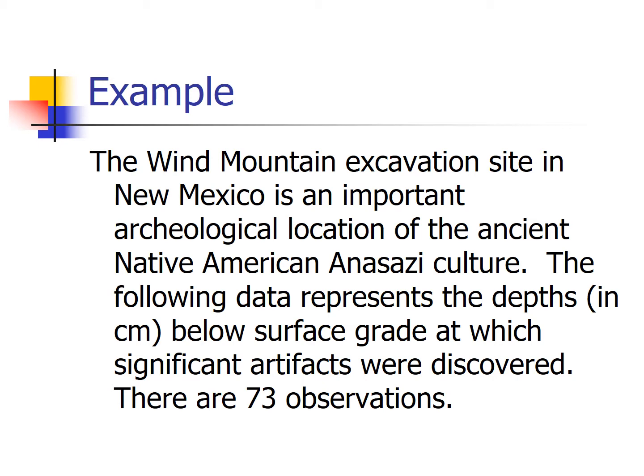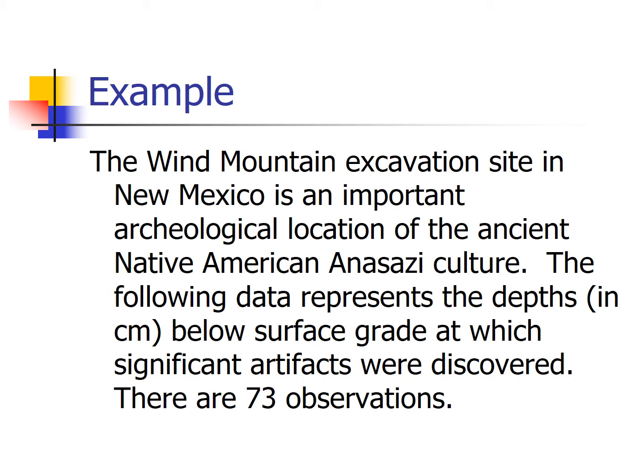So why don't we all, as a class, go to the Wind Mountain excavation site. As many of you know, this is in New Mexico, and even more importantly, it's a critically important archaeological location for the ancient Native American Anasazi culture. And so what we do as amateur archaeologists is we spend, say, a few months at this excavation site digging up artifacts. And for each artifact, we measure exactly how far down in centimeters we had to dig to actually find that artifact. And let's say over the course of our time there, we excavate 73 artifacts, so our data set has 73 observations.